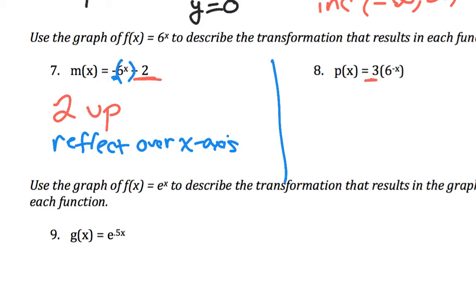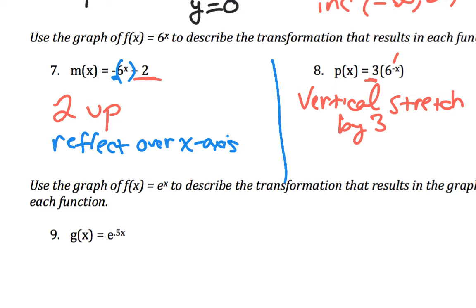This next one has two things. It's got a 3 here, and then it's got this negative up there. Hopefully you can see it better on your paper. So the 3, it's outside, so it's vertical. It's larger than 1, so it's a stretch by 3. The negative on the x is on the inside, so that negative is on the inside. And negatives are reflections. And inside is going to reflect it over the y-axis.